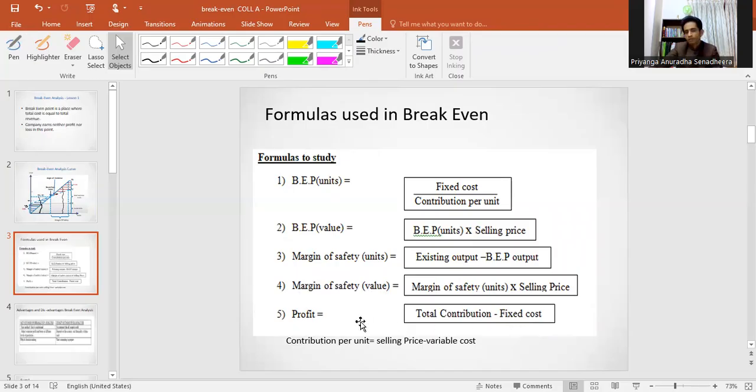Another important formula is not given here, but everybody knows it: revenue minus total cost is profit. This total cost represents the variable cost plus fixed cost. So from revenue, if you deduct fixed cost and variable cost, then you get the profit. So both formulas are accepted. We go to the next slide.